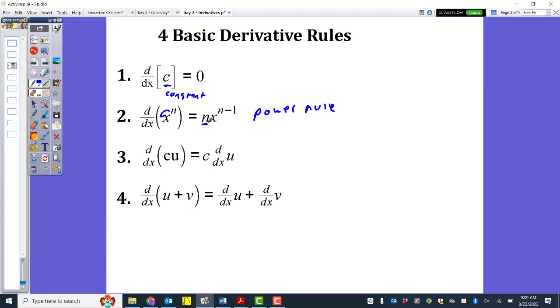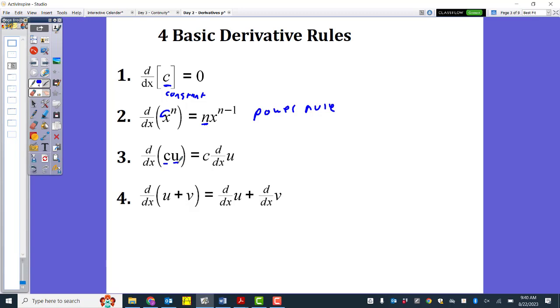The next one involves multiplying a constant by a function. The derivative of a constant times a function is the same as saying a constant times the derivative of the function. So constants can be pulled out as a multiplier when we're doing derivatives. We're not taking the derivative of each individually, we're pulling out the constant and taking the derivative of the function.